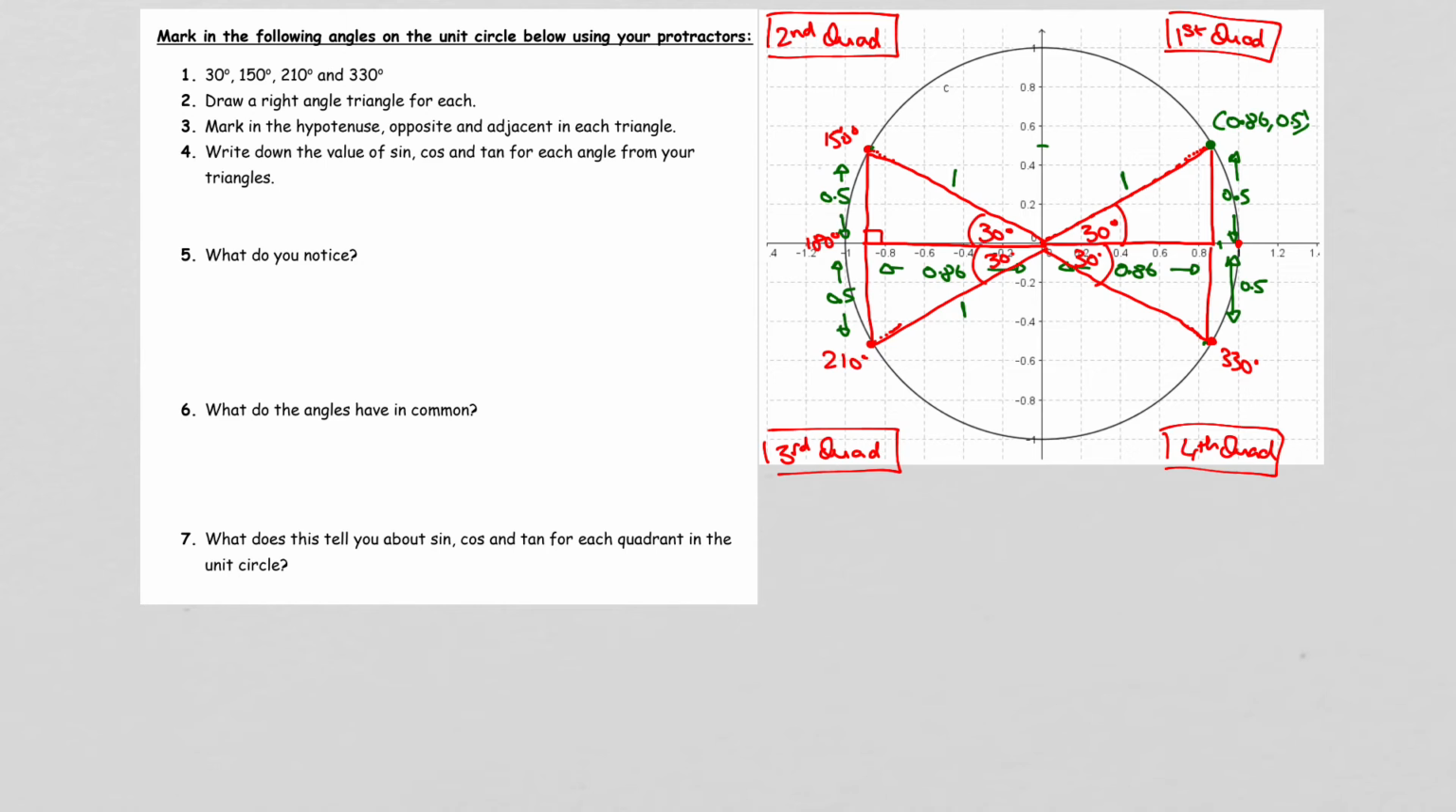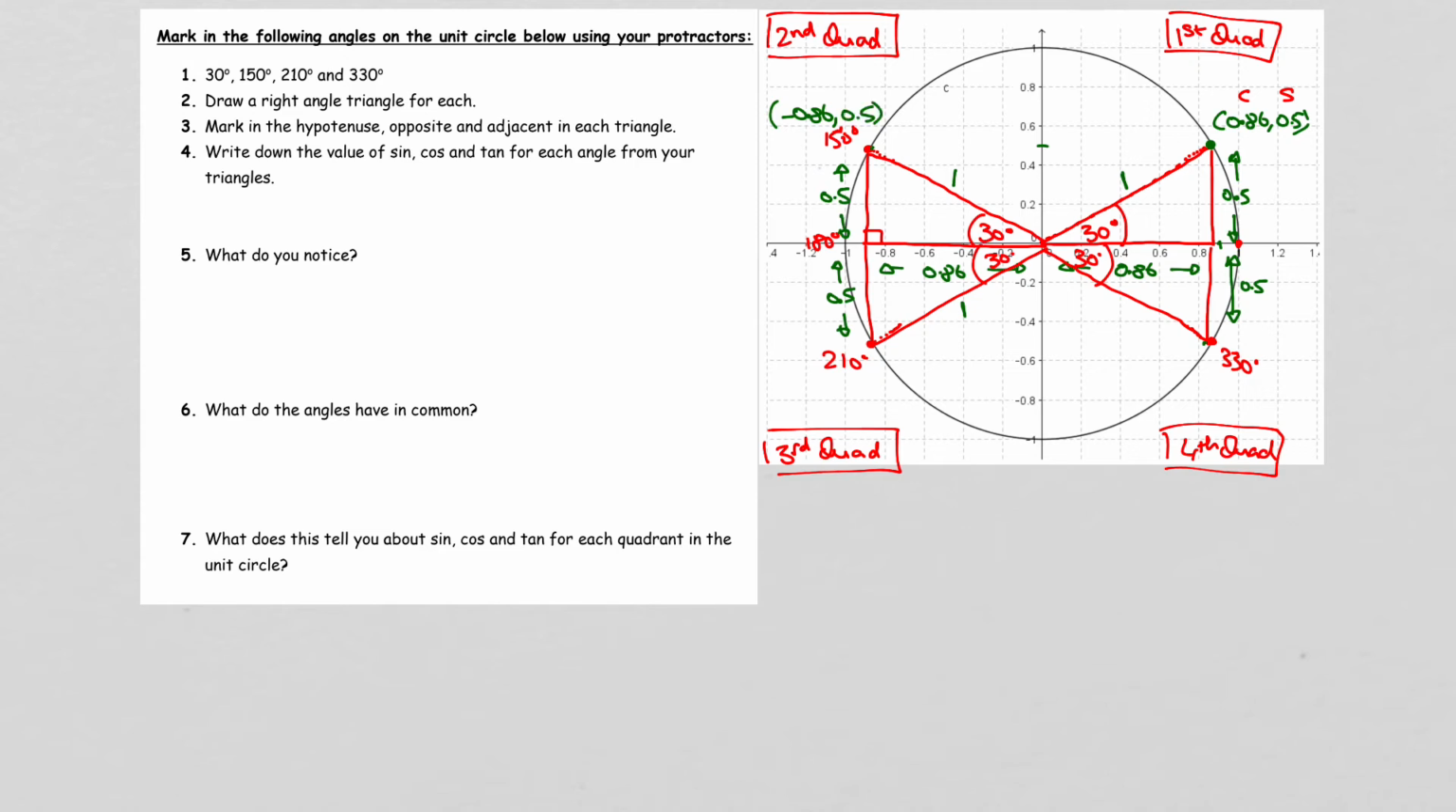So if I look at each of those coordinates, remembering that the x-coordinate is always cos and the y-coordinate is always sine, well, I can write down the coordinates for each of these angles. So 150 degrees, well, I've gone out on the negative direction of the x-axis, so I've gone out a distance of minus 0.86, and I've gone up a distance of 0.5.